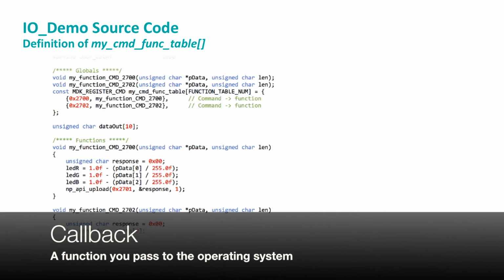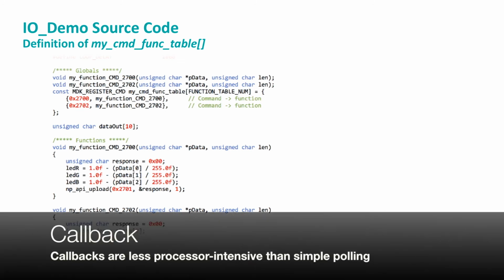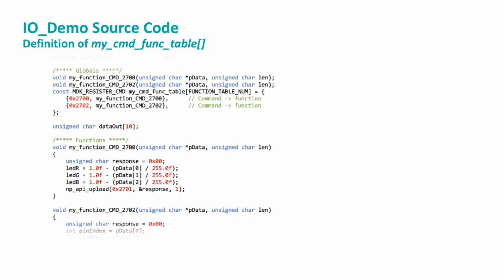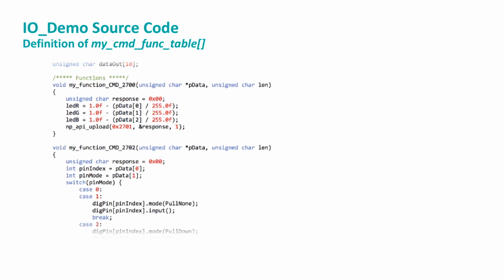A callback is a function that we pass to the system to be called when some event occurs. Using callbacks instead of polling for the event reduces power, and it frees the CPU to do more important things. In our firmware, we register 2 functions that are called back when messages arrive from the smartphone. myFunctionCommand2700 and myFunctionCommand2702. They're named for the message numbers that are transmitted from the smartphone. Let's look at both of them. We'll start with a handler for message 2700.